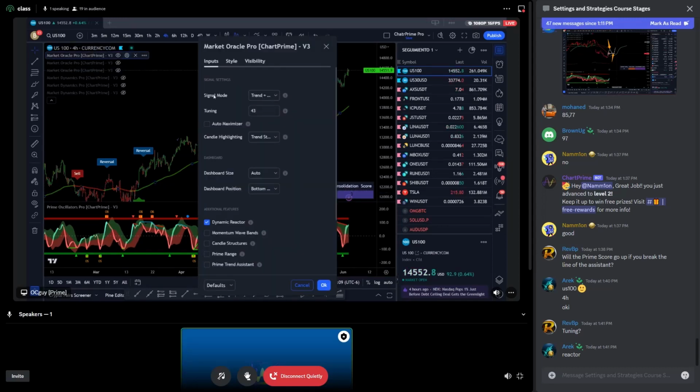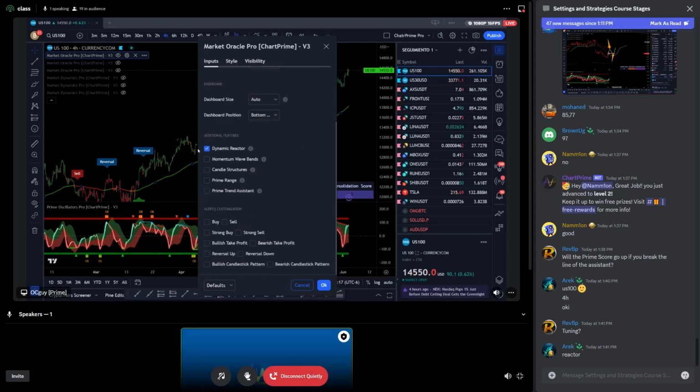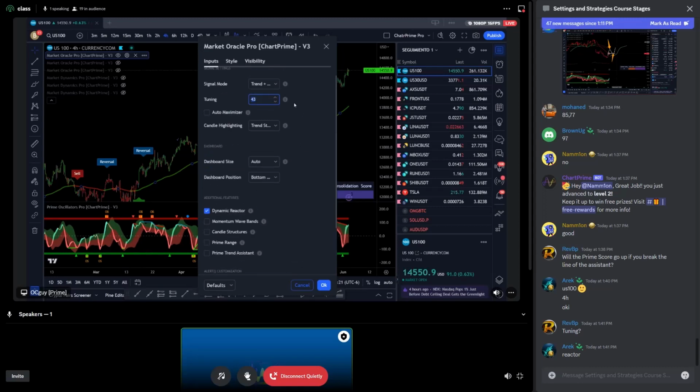So first of all, I'm going to be taking a look at my trend and reversal, because I want both on there, right? Then I have my optimal tuning. And finally, I have my dynamic reactor, right? Remember, you can add them both in any order. It doesn't matter, as long as you have both of them. So yeah. Those answers are correct.